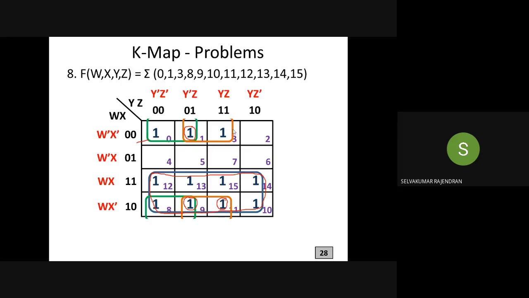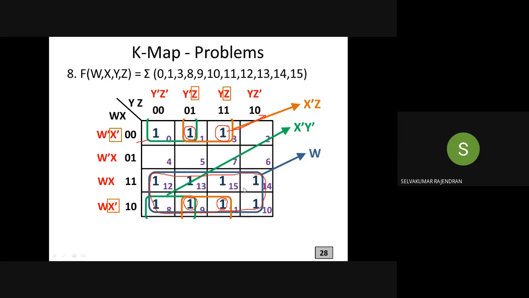Anyway, this third group is a valid one because it has a single one which is not available in the other groups. So from these 3 groups, you will get 3 minterms: x bar z from the third group, x prime y prime from the second group, and W from the first group.